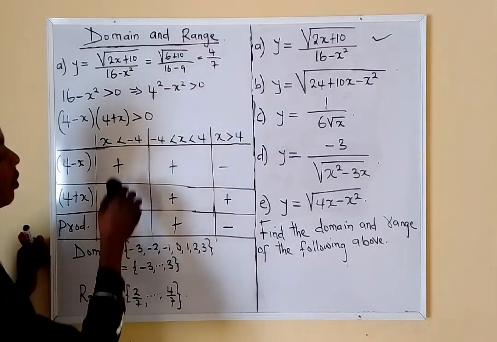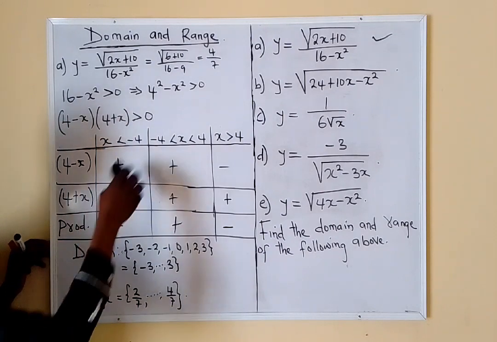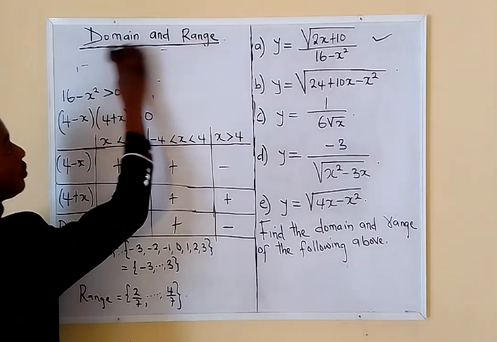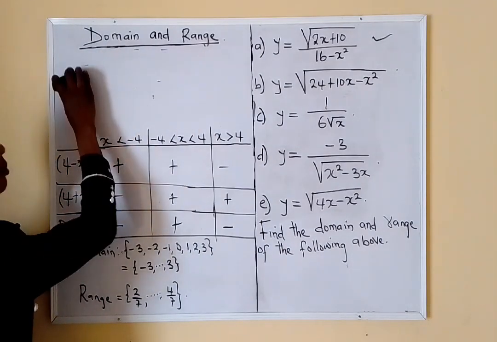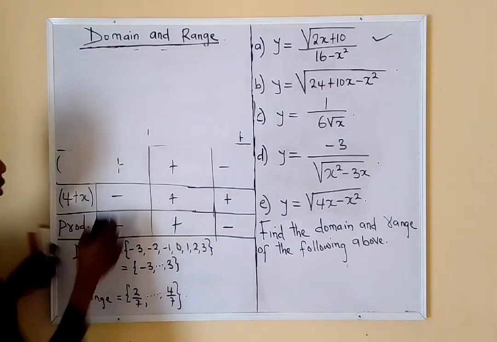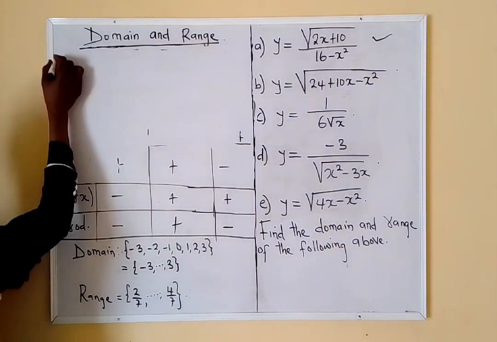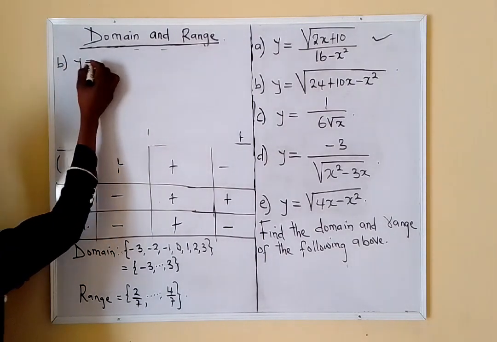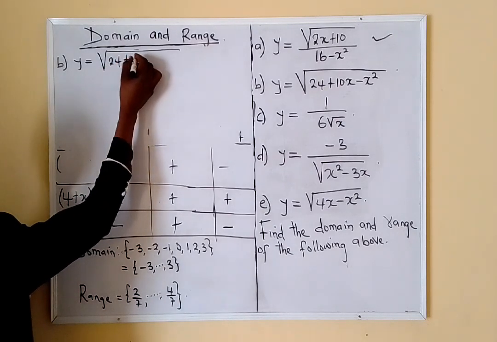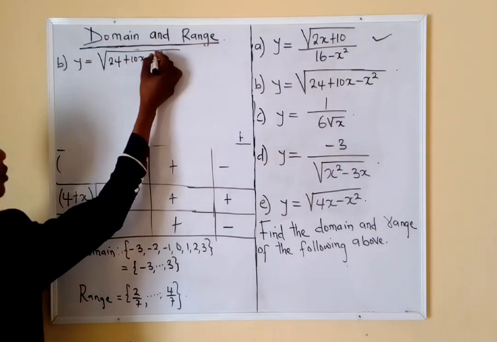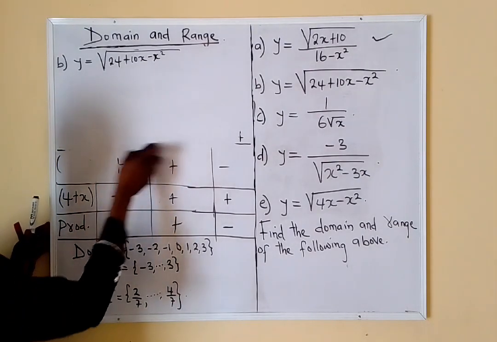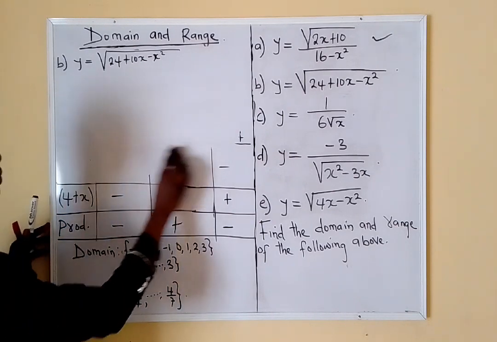y equal to the square root of 24 plus 10x minus x squared. Okay, so for this function to have real values, everything inside the root will be either 0 or greater than 0. If everything here has a negative number, the function will have imaginary values. So we don't want imaginary values. So to get the domain, to get the value for x here, we let everything here be greater than or equal to 0.